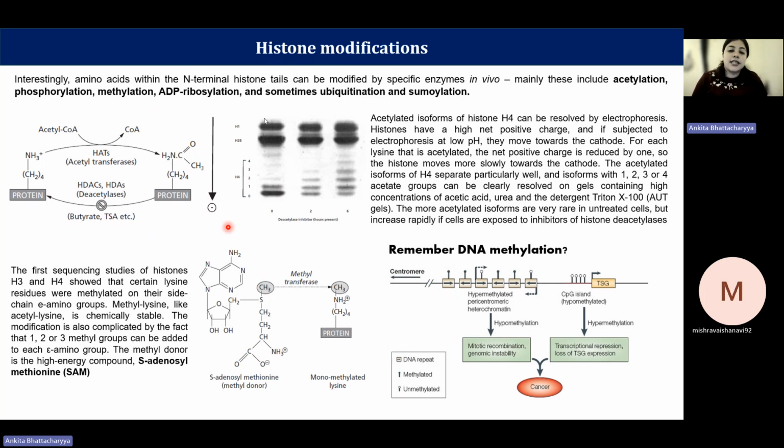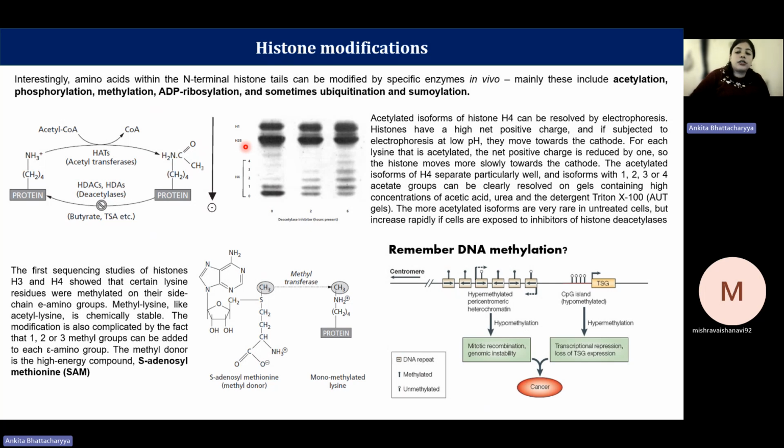Here you can see that the acetylated isoforms of histone H4 can also be resolved by electrophoresis. Like I mentioned previously, histones carry a very high net positive charge. If subjected to electrophoresis at low pH, they move towards the cathode, the positively charged electrode. For each lysine that undergoes acetylation, the net positive charge gets reduced by 1.